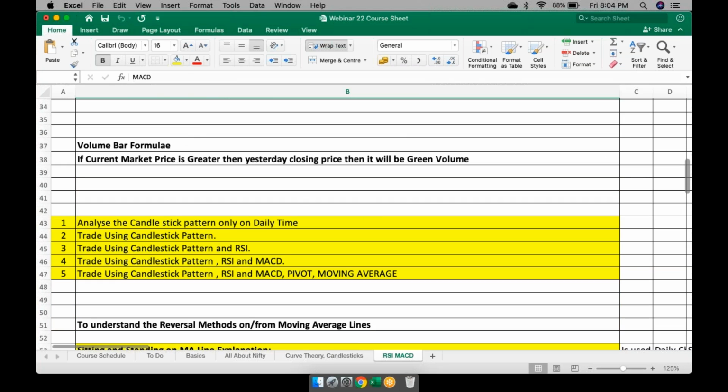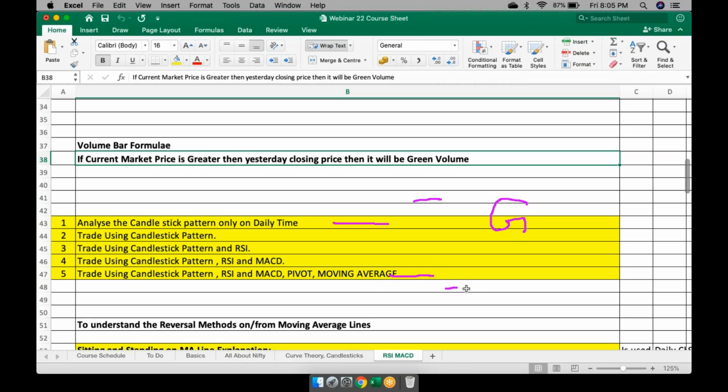Okay, you can see here, if the current market price is greater than yesterday's closing price, it will be a green volume. If the current market price is less than yesterday's closing price, it will be a red volume. Very, very simple. That means yesterday's close, and today's current market price is here. So now it will be green.